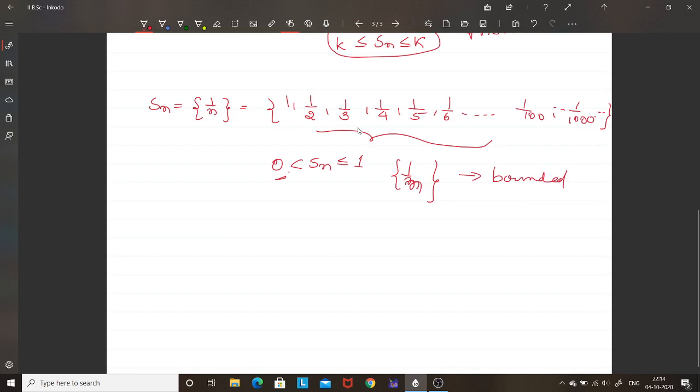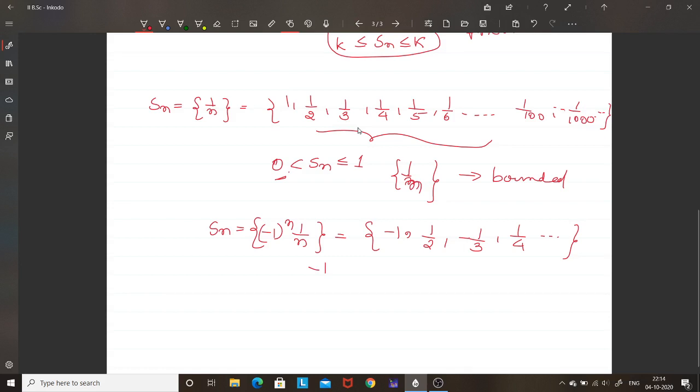So here, let me take one more example. Sn is equal to minus 1 to the power n, 1 by n. The elements are minus 1, 1 by 2, minus 1 by 3, 1 by 4, and so on. See what happens here: all elements are greater than or equal to minus 1, right? Minus 1 is the least here, and everything else is greater than it. Continuing, minus 1 by 5 and so on, everything is greater than minus 1. So minus 1 is a real number such that your Sn is greater than or equal to that.